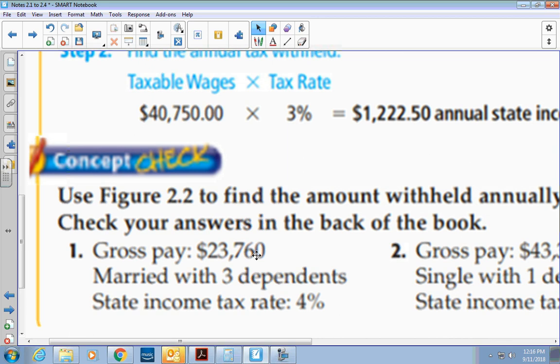Okay, so $1,222.50. You guys should have that written down so you don't miss this stuff. Write that on your paper. So write the 40,750 times the 3%. If I had it covered in a box, that's not written down on your paper.